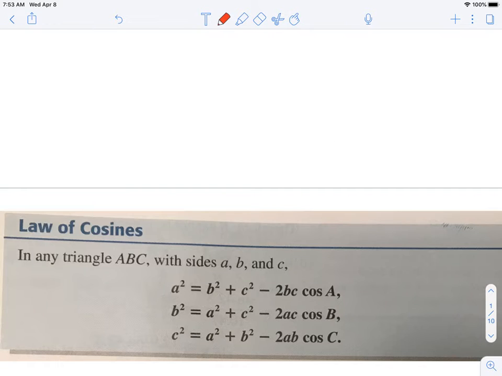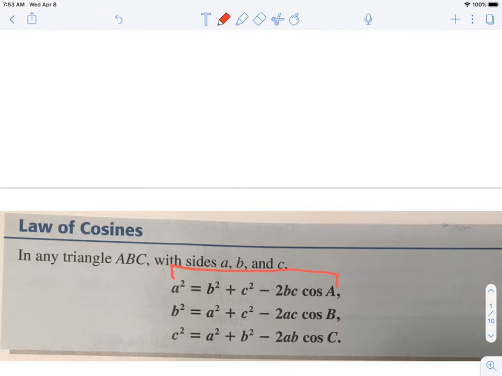I have the law of cosines, and this was a screenshot from the 8-2 notes. I would have the law of cosines written down. Remember, the beginning and the end need to match.